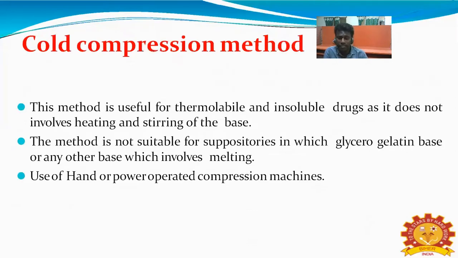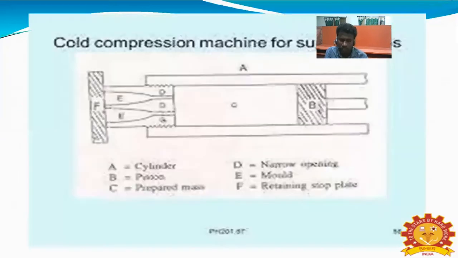Cold compression method. This method is useful for thermolabile and unstable drugs as it does not involve heating and stirring of the base. The method is not suitable for suppositories in which glycerol bases or any other bases which involve melting are used. Hand or power operated compression machines are used. Cold compression machine for suppositories: the inlet for the cold compression of the suppository mass, the base, the cylinders, the posts, the narrow sides, and the mold retaining soap plates.